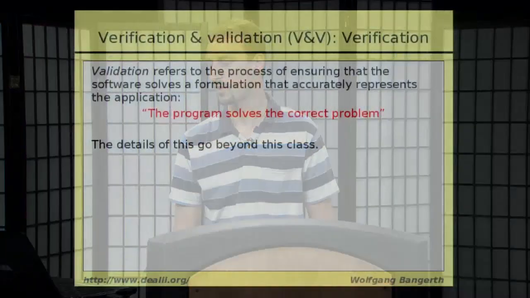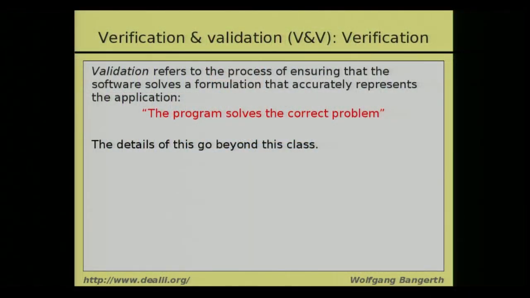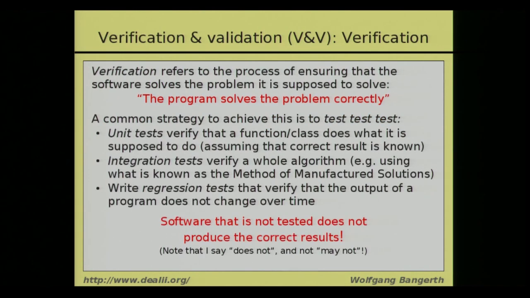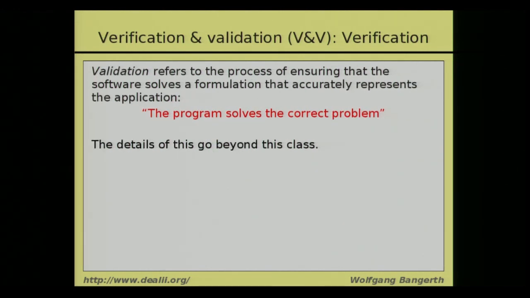Okay, so the second step of this V&V process is called validation. Validation refers to the process of making sure that the program solves the correct problem. So the first step was verification. Let me show you the 2 statements. The first part, verification, is that the program solves the problem correctly. And the second part, the validation, would be the program solves the correct problem.